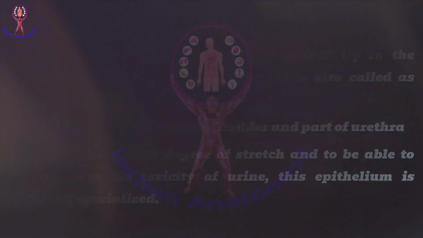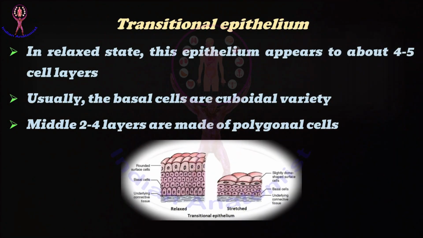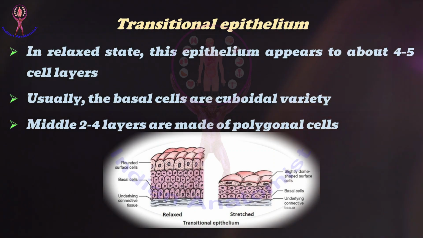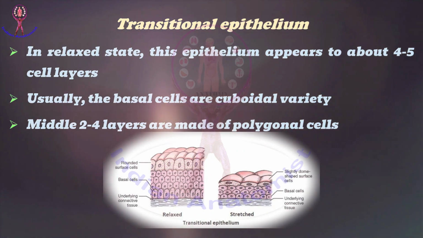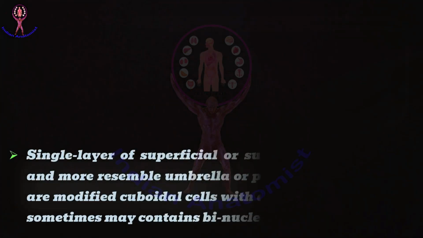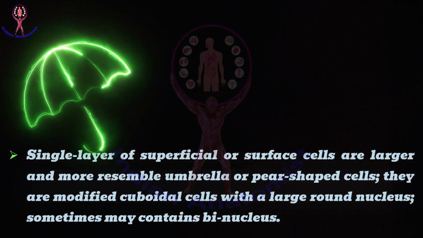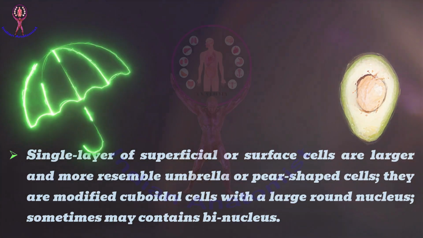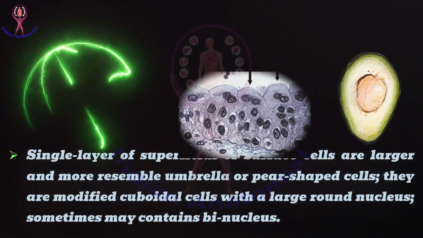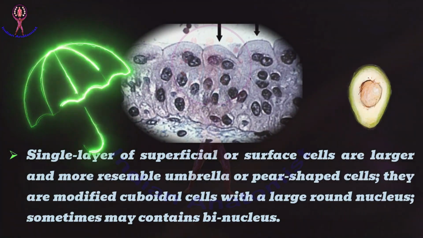In a relaxed state, this epithelium appears to have about 4 to 5 cell layers. Usually, the basal cells are of a cuboidal variety. The middle 2 to 4 layers are made of polygonal cells. Single-layer superficial or surface cells are larger and more resemble umbrella or pear-shaped cells. They are modified cuboidal cells with a large round nucleus, sometimes containing a binucleus.